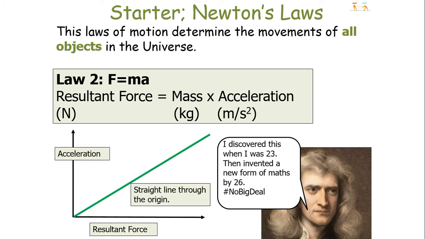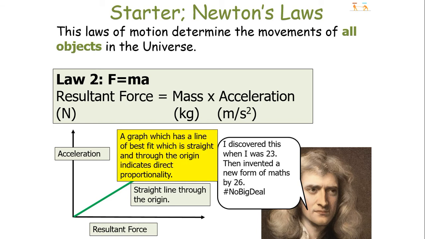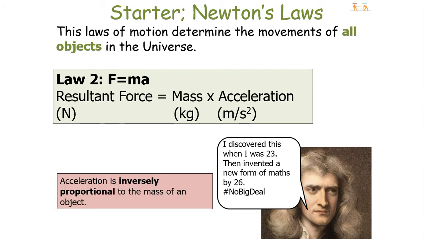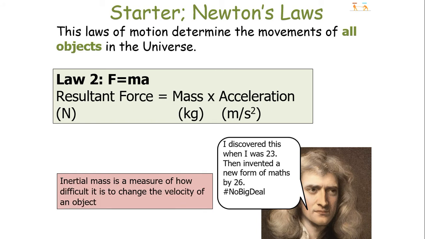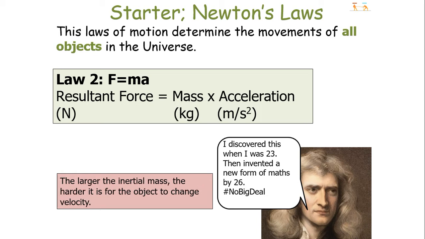So we get a straight line through the origin if we plot a graph of acceleration against resultant force, because a straight line of best fit through the origin indicates direct proportionality. But acceleration is inversely proportional to the mass of the object. The full name of mass in this context is the inertial mass. Inertial mass is a measure of how difficult it is to change the velocity of the object.